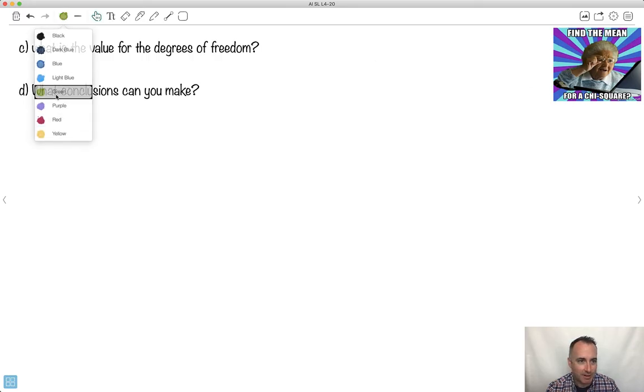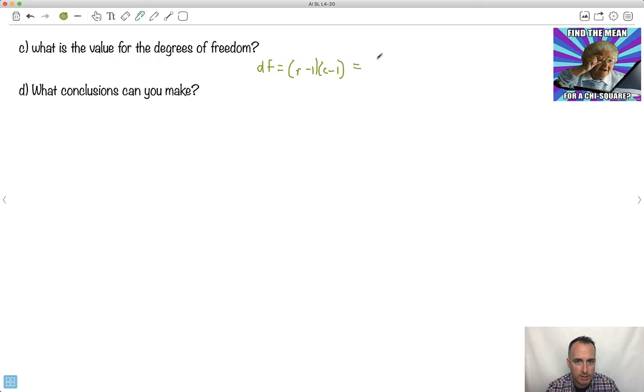What's the degrees of freedom? Well, you could do it by hand. If you remember this equation, it goes (rows minus 1) times (columns minus 1). There were 3 rows and 4 columns, so that would give me 2 times 3, which equals 6. So degrees of freedom equals 6.